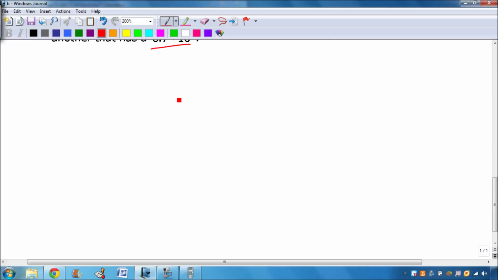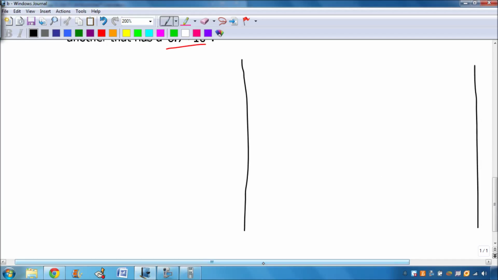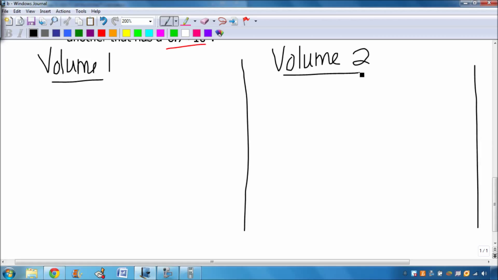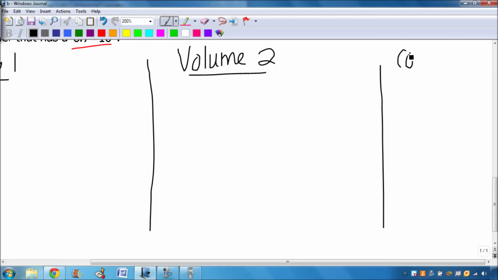So what I'm going to do is split my workspace up into 3 sections. My first section is going to be to find the volume of the first sphere. So we're going to call this volume 1. Okay, and then the second section is to find the volume of my second sphere. And then the third section is to find what it asks for, which is the combined volume.